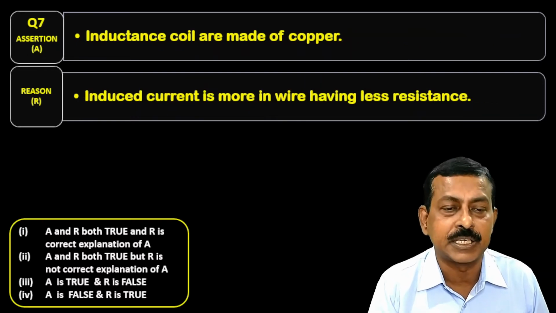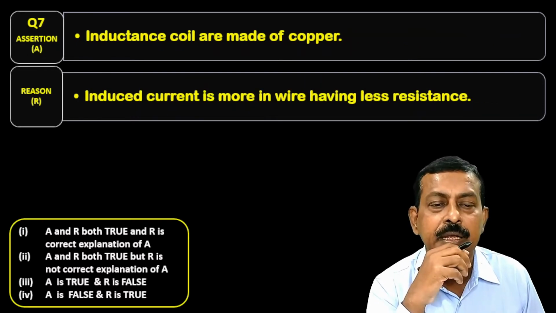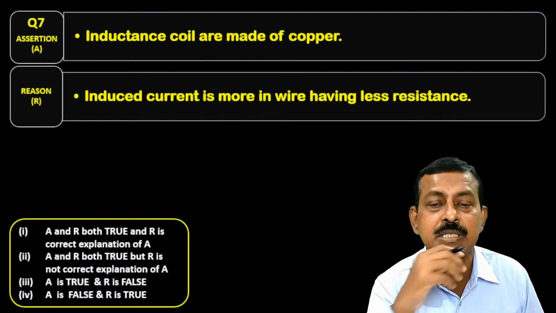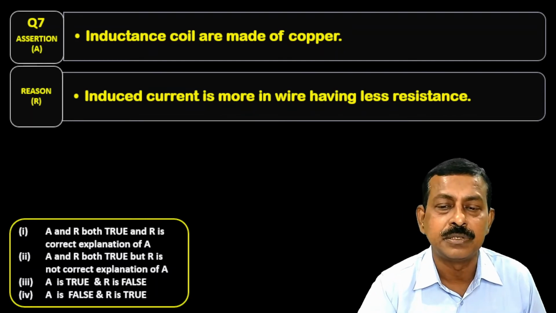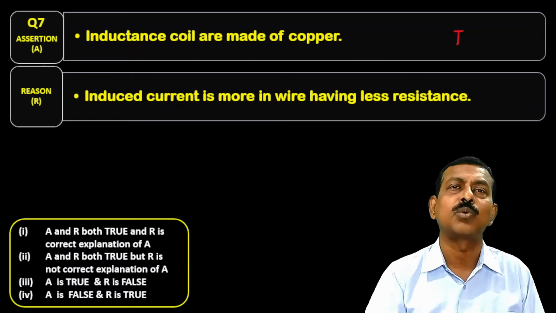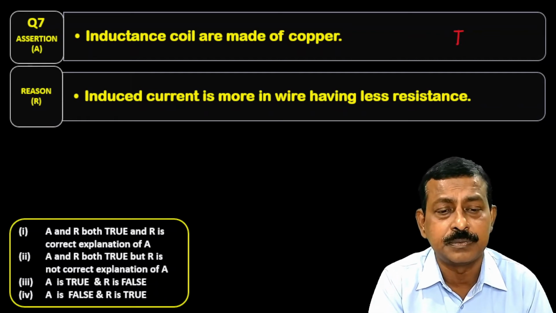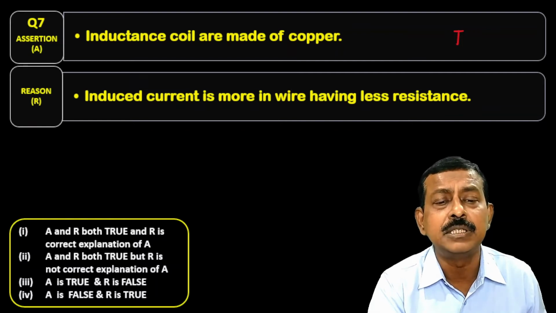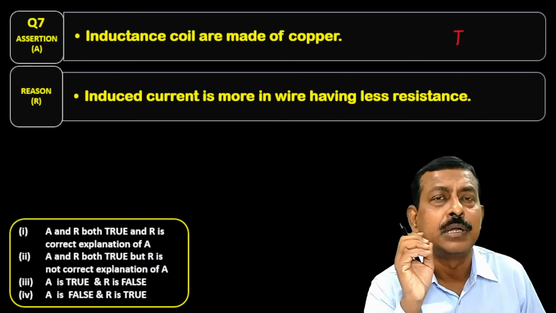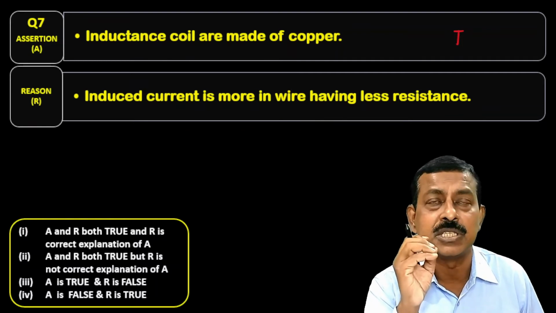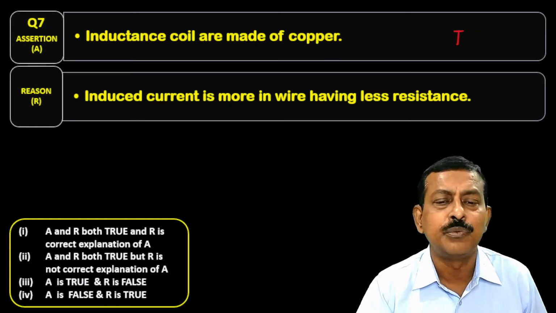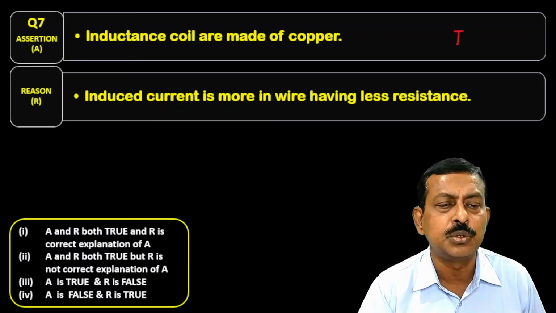Let's now take the next one. Inductance coils are made of copper. This is a correct statement. This is true, because the inductance coils we are using in different appliances are the ones which offer minimum ohmic resistance. So we take copper, this is true.